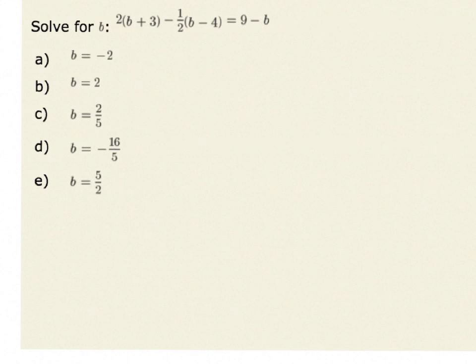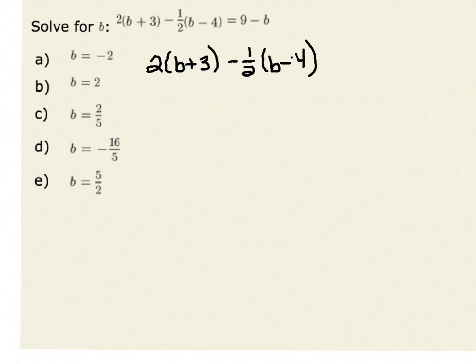In this problem, I'm asked to solve the linear equation 2 times the quantity of b plus 3 minus 1/2 the quantity of b minus 4 is the same as 9 minus b. I'm going to start this problem by using the distributive property.